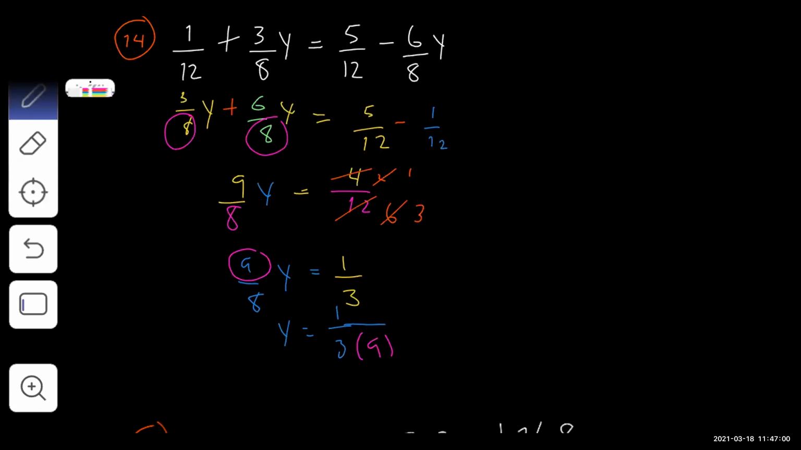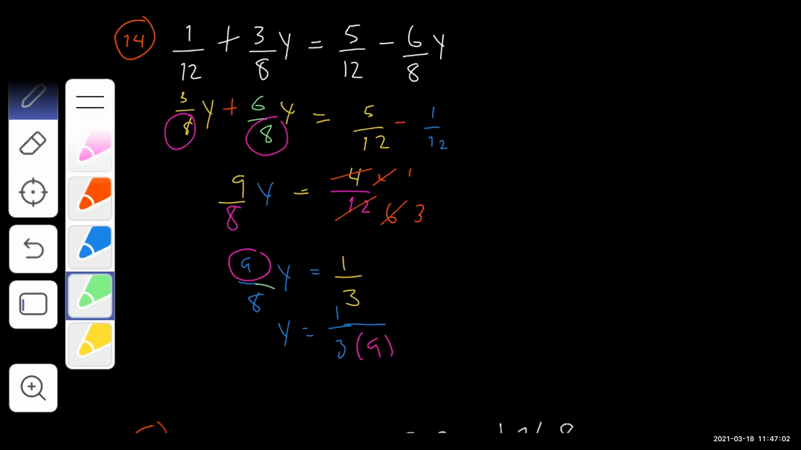Then the 8. What is the 8 doing here, guys? It's the denominator, dividing. What is the 8 going to be on the other side? If it is divided, it's multiplying. And this is what we got, guys.